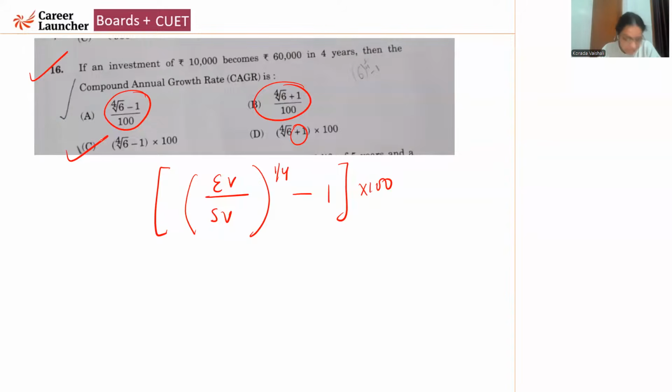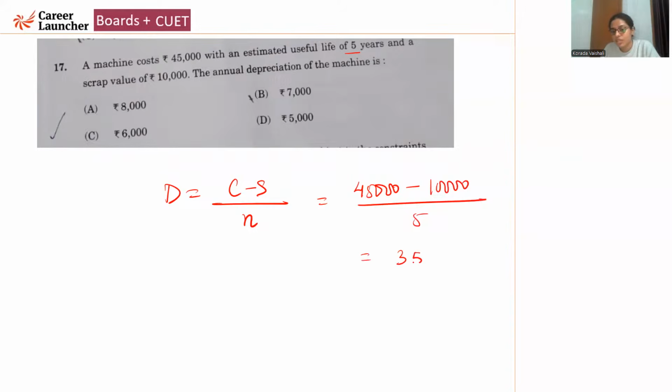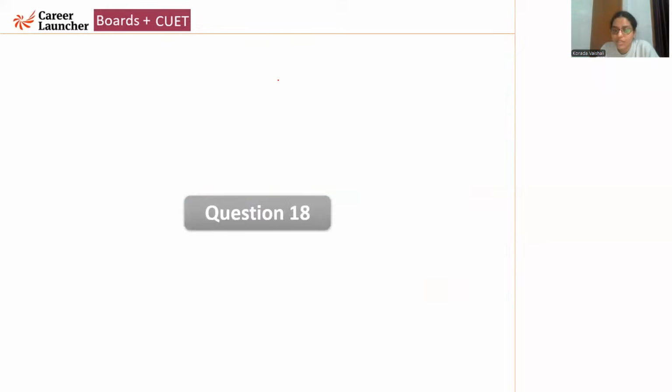Now moving on to the next question, which is question number 17. It says that a machine costs 45,000 with an estimated useful life of 5 years and the scrap value is 10,000. What is the depreciation? Annual depreciation is given by C minus S by L. What is the cost? 45,000 minus 10,000 divided by 5. So this is going to be 35,000 divided by 5, which is going to be 7,000. So option number B is right for this question.